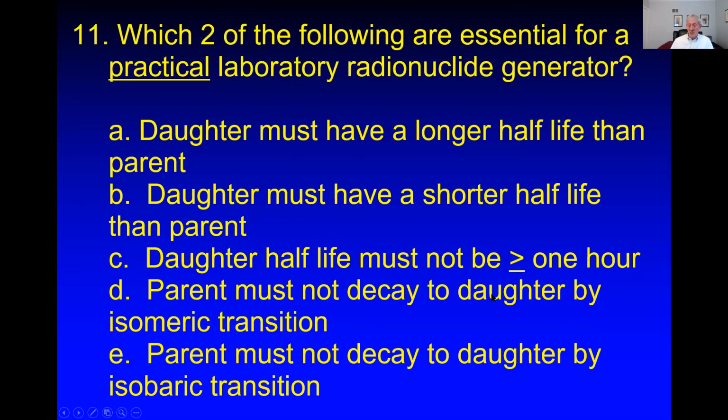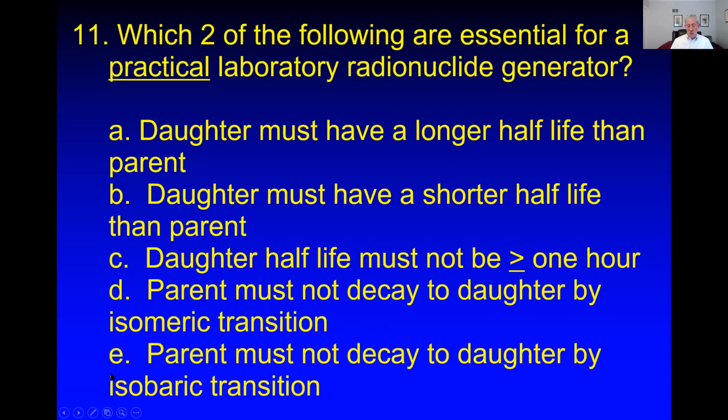The parent must not decay to daughter by IT. True. If the parent decayed to the daughter by isomeric transition, how could you separate them? Is there any way to separate technetium ground state from metastable state? Absolutely not. I can see why that might be a little confusing, but think about our generator. The parent is molybdenum, the daughter is technetium. They're not even the same element, so they're easily separable. So the parent must not decay by IT. That is true. The parent must not decay by isobaric transition.